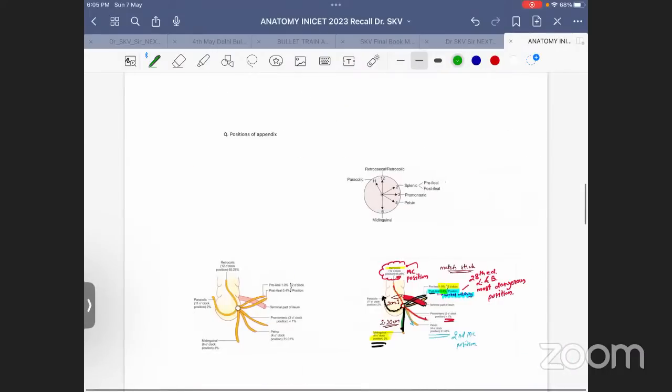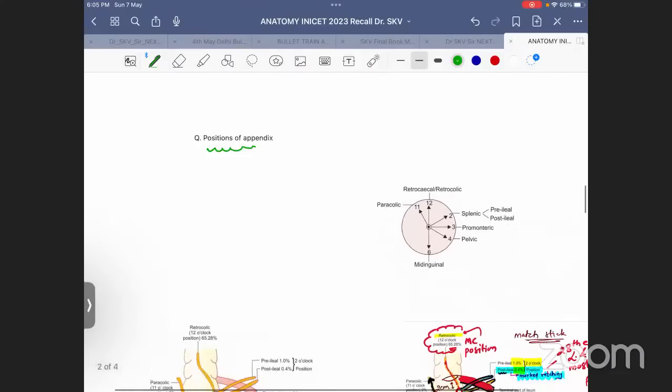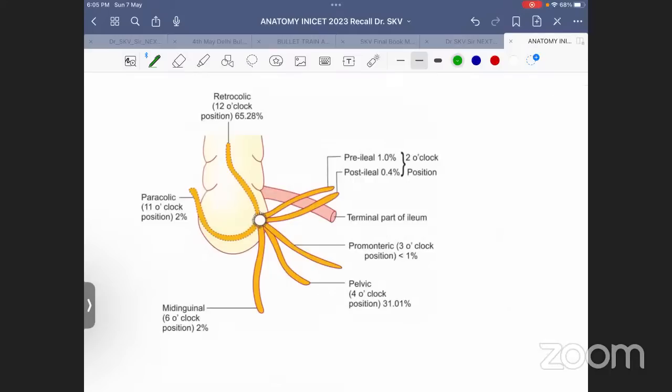The rhomboid muscles are shown, and I got the information that there was a question on the position of the appendix, but I am not getting the exact options. We all know the position of the appendix. This is its location in relation to the cecum. The most common position is retrocolic, 65%. In front of the ileum it is pre-ileal, and behind the ileum it is post-ileal.